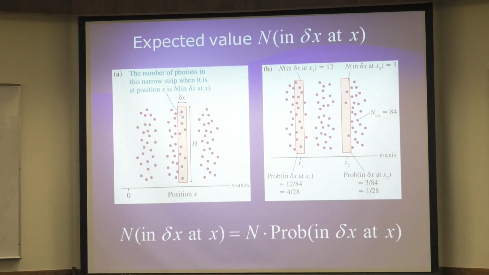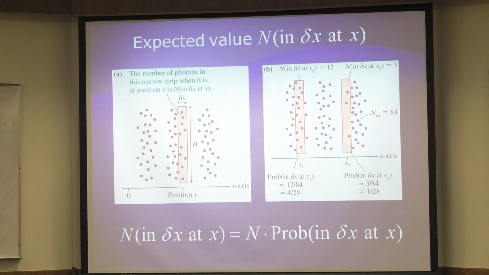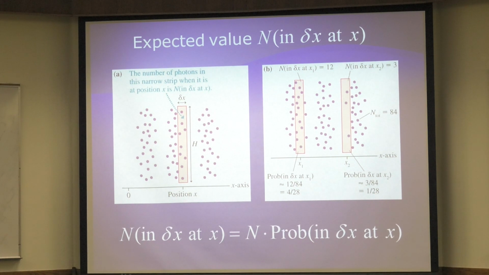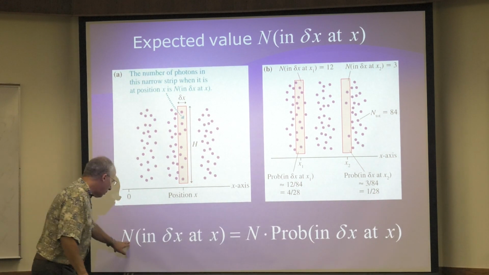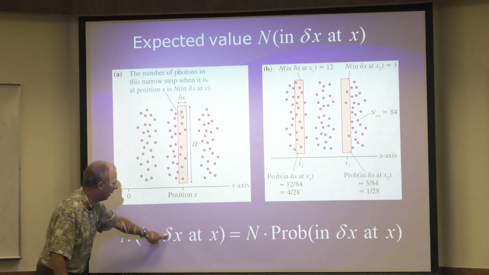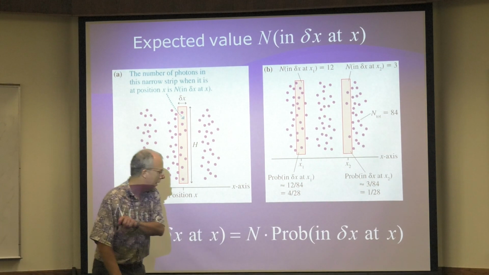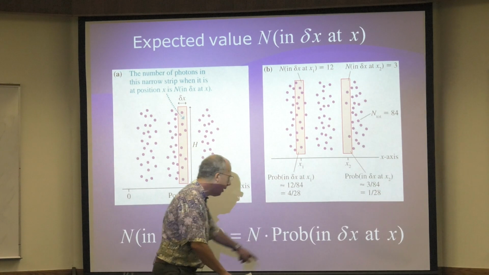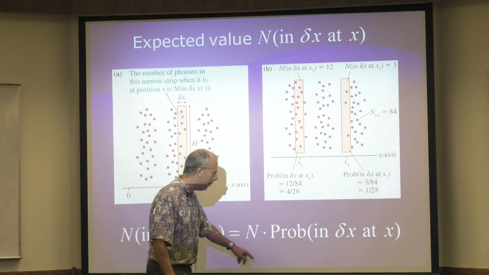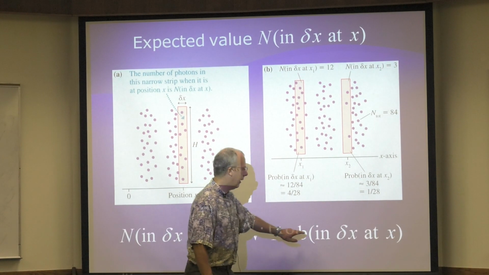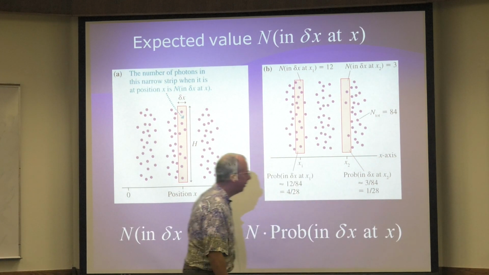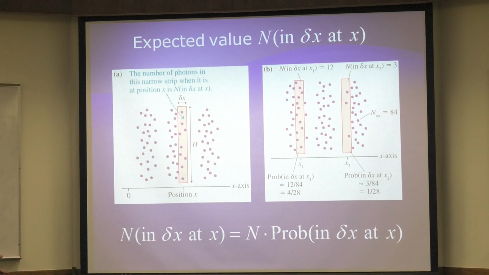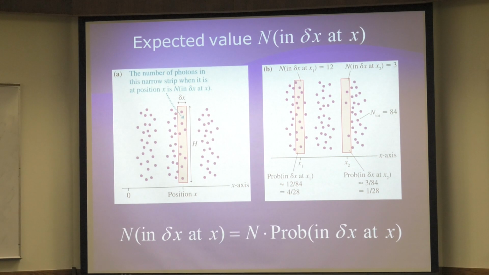All right? And look at this. Expected value is the total times the probability. The expected value in the width at the position x is the total number times the probability. And don't just write probability, write the probability in that width at x. So like I say, cumbersome but clear. I hope it's clear anyway.